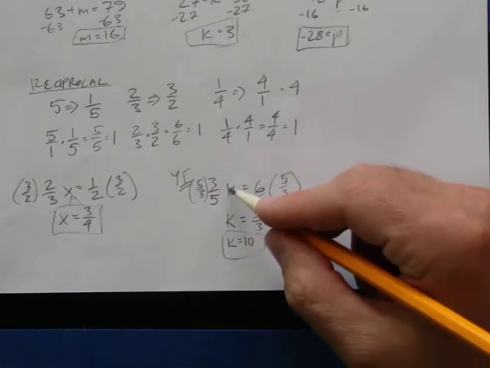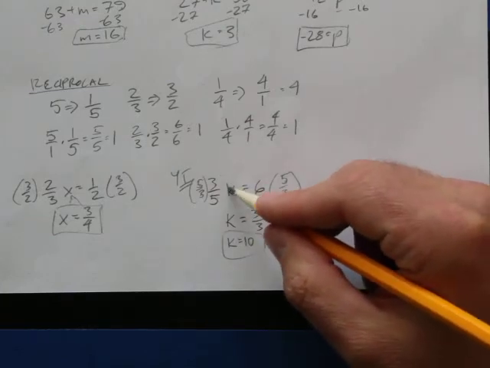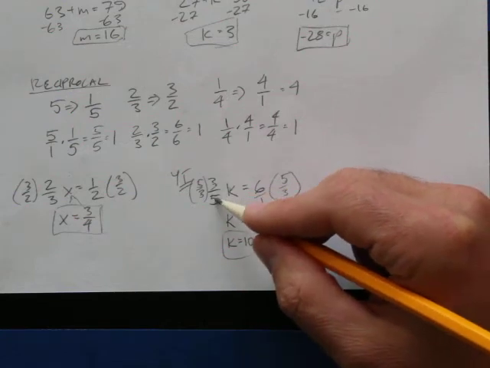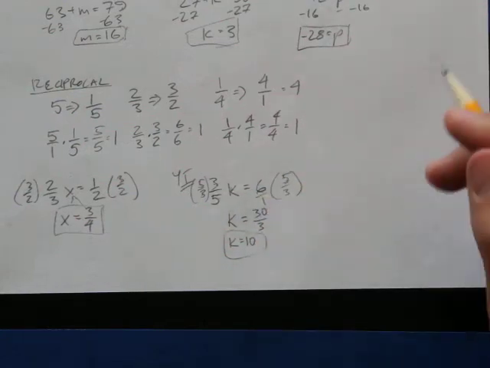And if I plug this back in here for k, 3 times 10 is 30. 30 divided by 5 is 6. So I've checked my work, and it looks good. Let's do a couple more. Let's do 2 or 3 more. Here's another example.